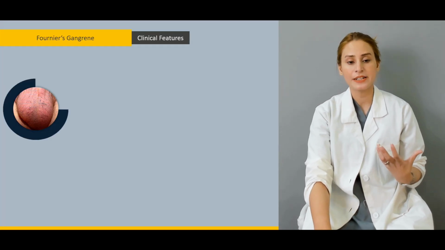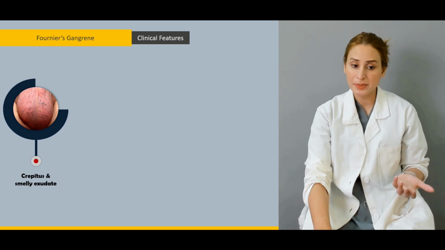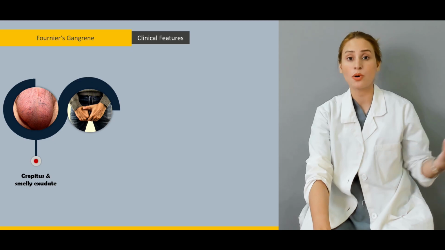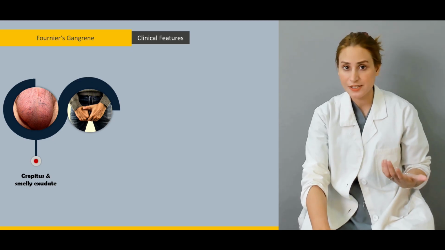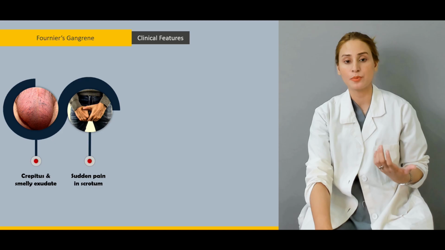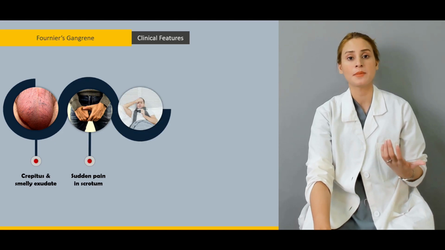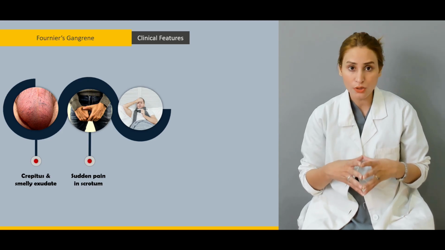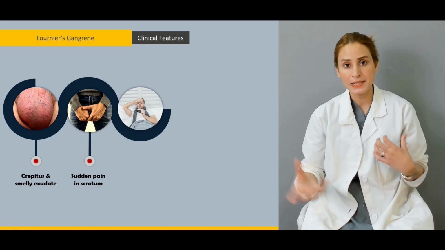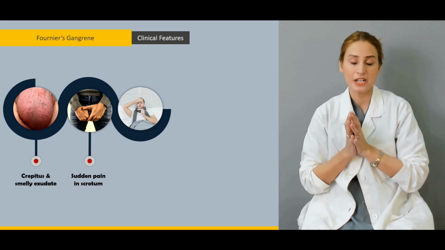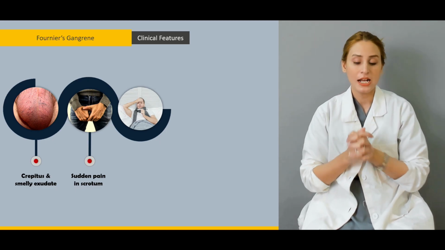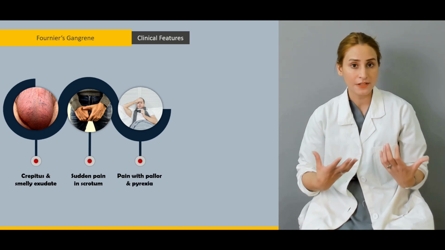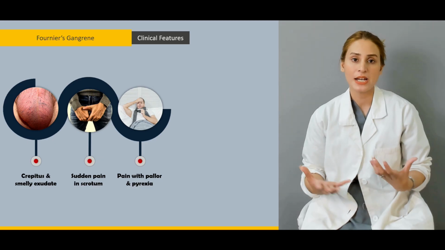So talking about the clinical features, there can be crepitus, there can be smelly exudate, there can be eczema, there can be excoriation of the skin, and there would be a gangrenous patch which is quite visible. There would be sudden pain in the scrotum, and the condition would be just like testicular torsion, but typically you would see a gangrenous patch over the skin of the scrotum or the external genitalia, and obviously it's an infective process.